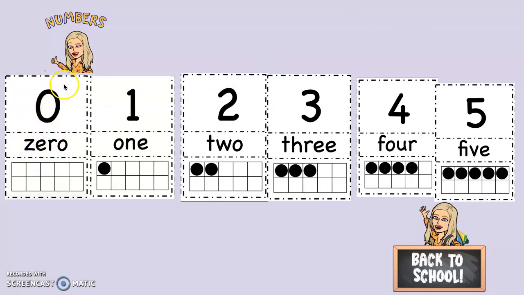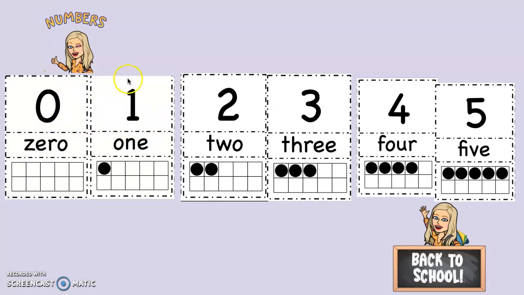This right here is the digit. Can you say digit? The digit is the number. So this is the digit 0. This is the word 0. And this is the set of 0. What do you notice about this? That's right, there is 0. There's nothing there, because that is what the value of 0 is. It means nothing, right? There's nothing there. So let's go on to the next number.